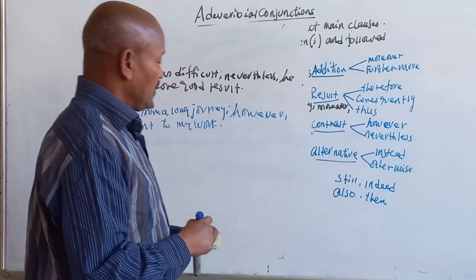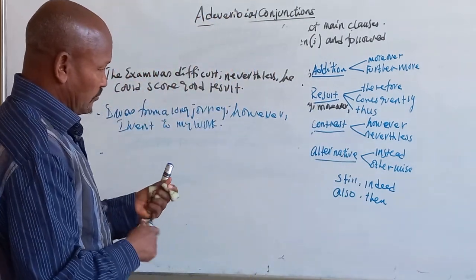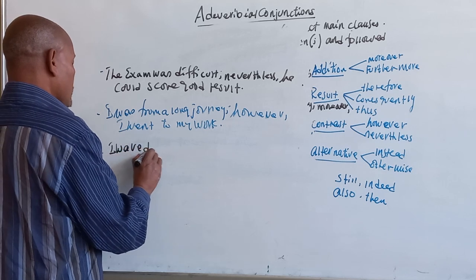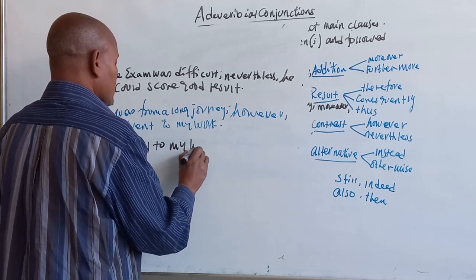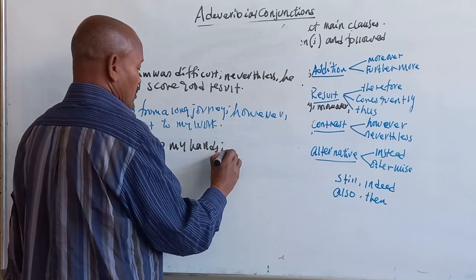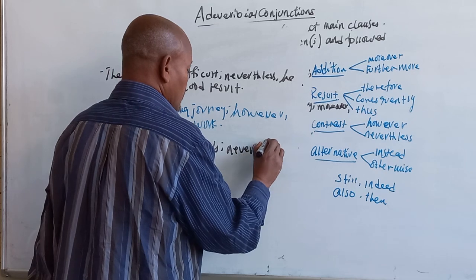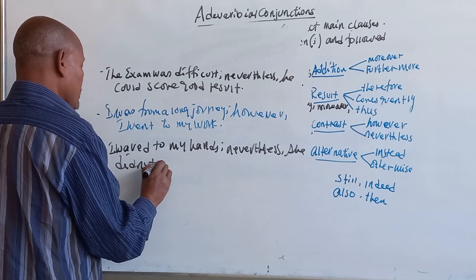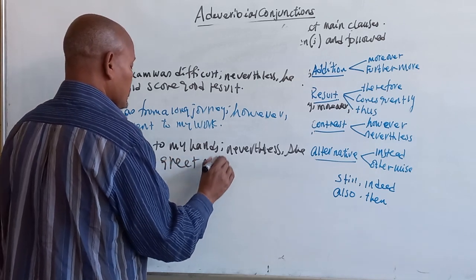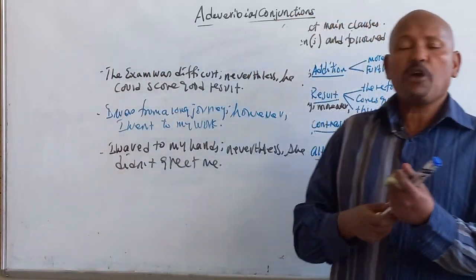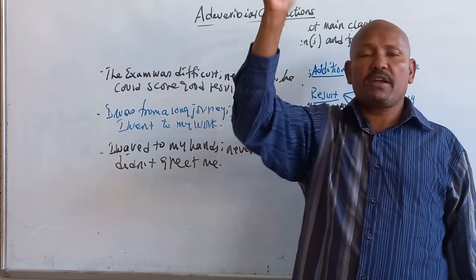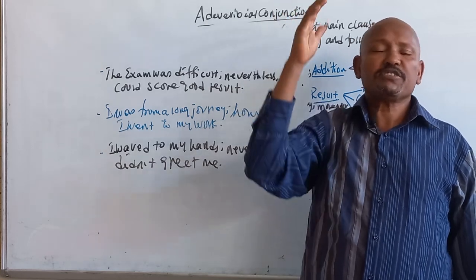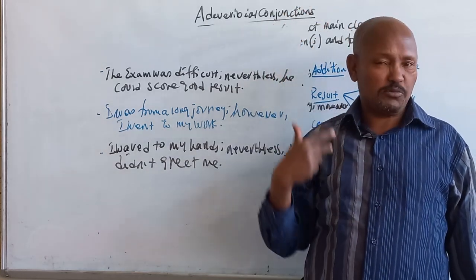These are the two examples, and the other one. Yeah. Look here. I waved my hands. Nevertheless, she didn't reply. She didn't greet. Look, the third example here. I waved my hands means I wanted to greet her. Nevertheless, she didn't greet me, right? She didn't reply to me or she didn't greet me.